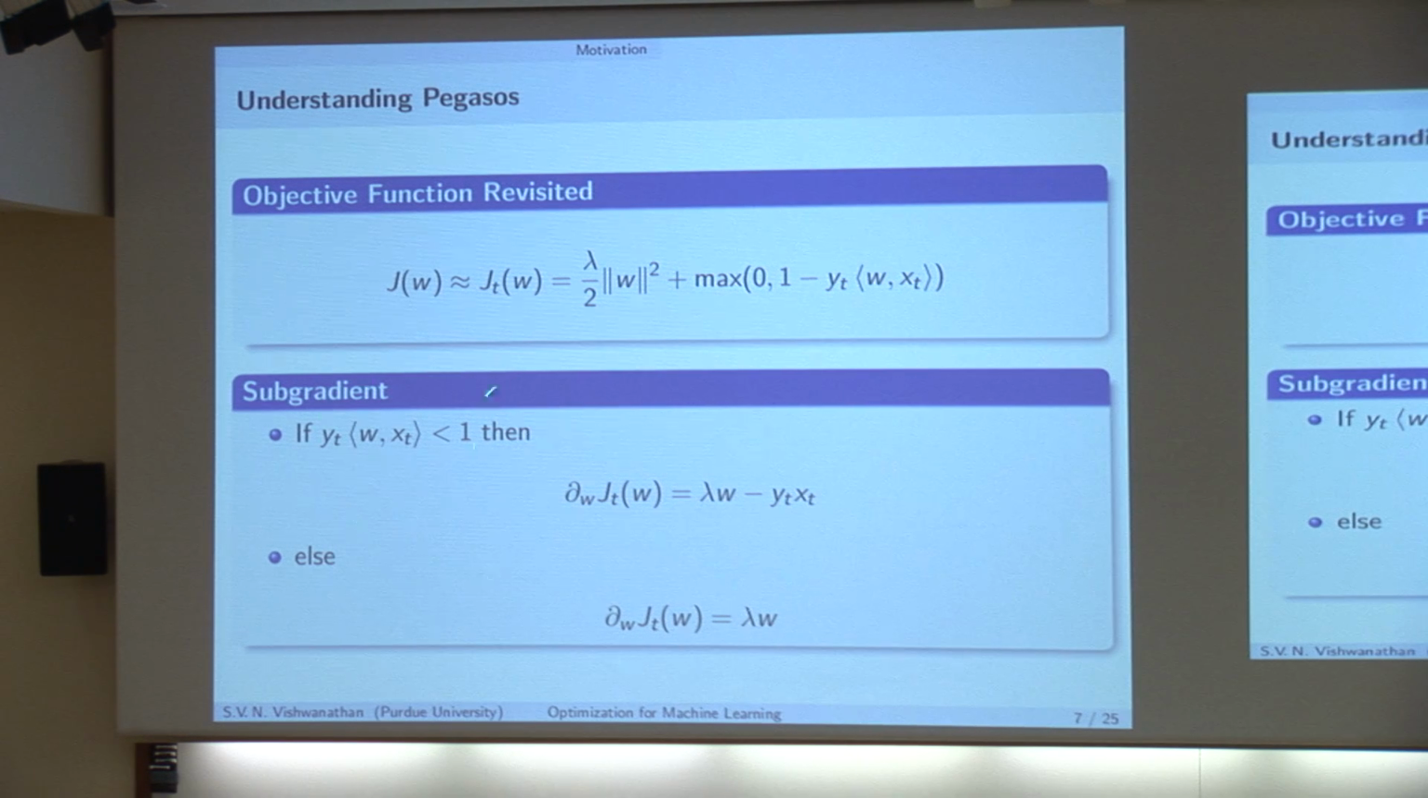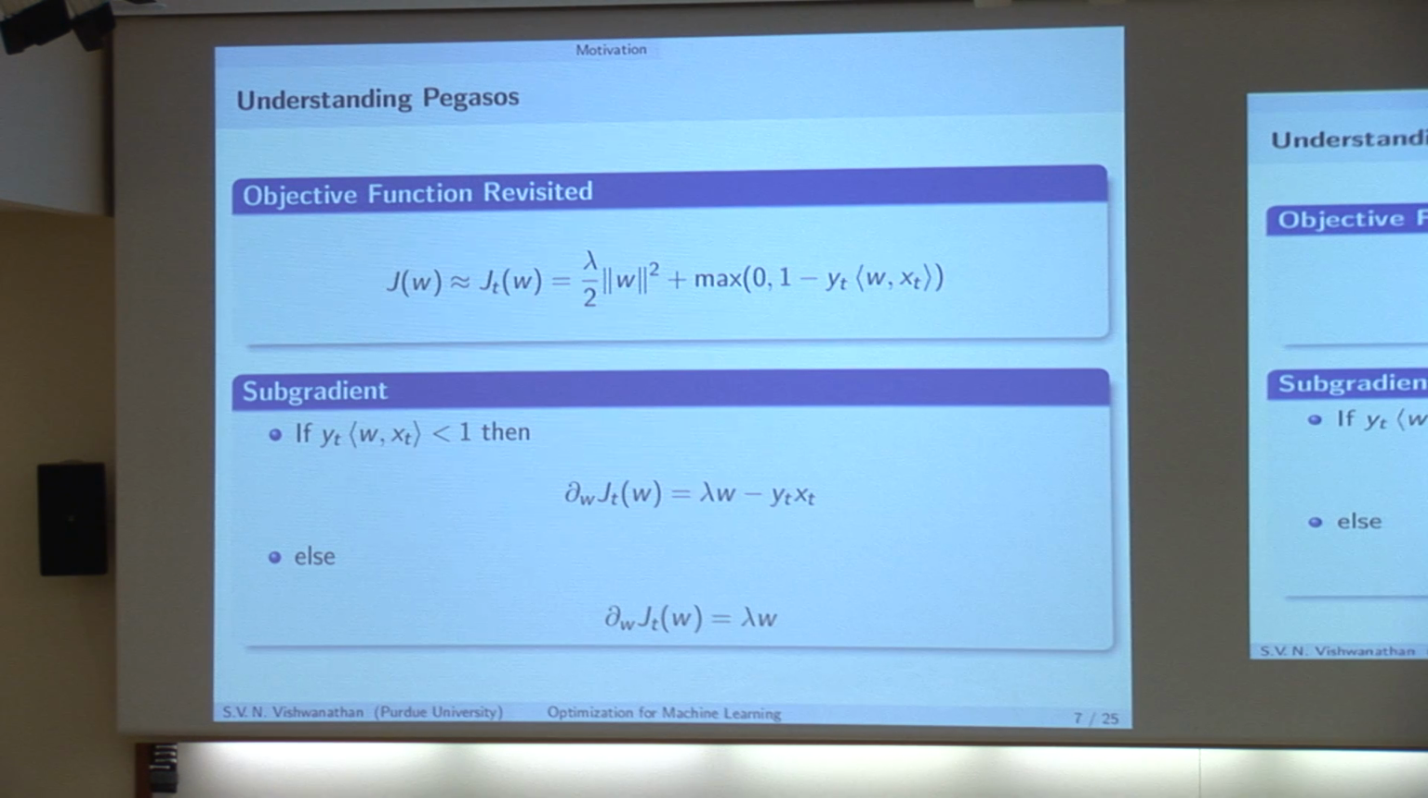So if you look at this instantaneous objective, you can write the subgradient. It's a fairly elementary exercise. All you need to do is realize that if y_t w.x_t is strictly less than 1, then this part of the max is active, and this is the gradient. On the other hand, if it is not the case, then the max is active at 0, which means that doesn't contribute anything, and you just get this as your subgradient. Clear? So the subgradient part is clear to everybody.